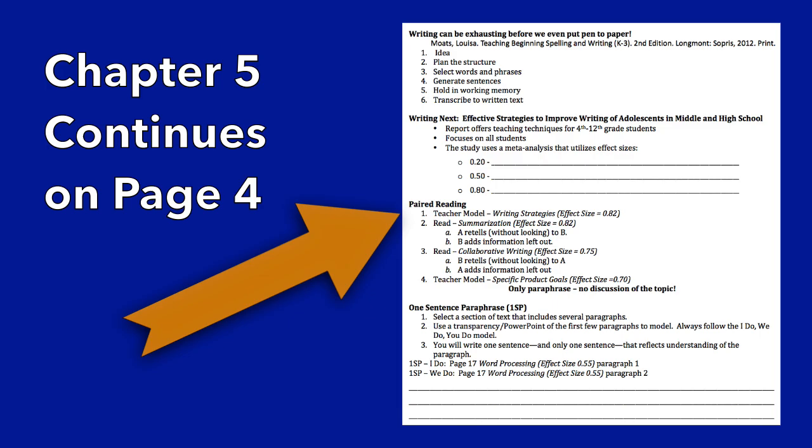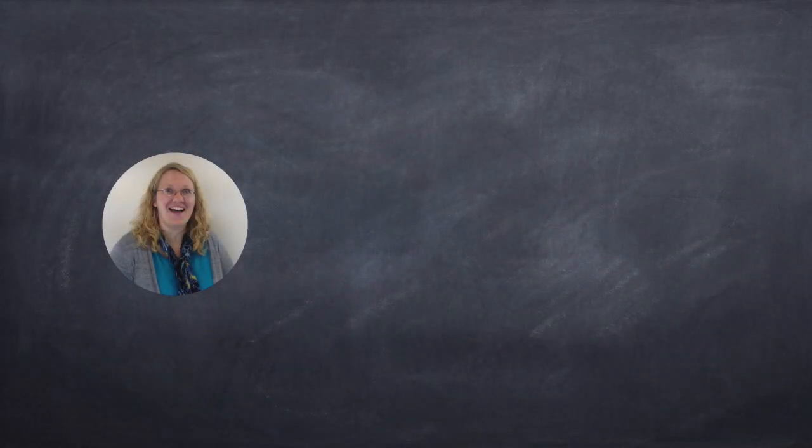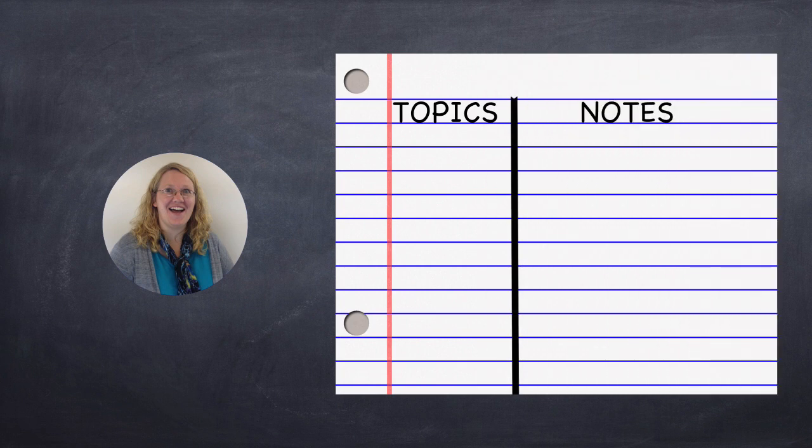After you have done something like a paired reading, I can easily move this to note taking. I can do something like Cornell notes, or you might know them as 2-column notes. On the left-hand side, I may have written writing strategies, summarization, collaborative writing, and then whatever I paraphrased is what I'm going to write down.